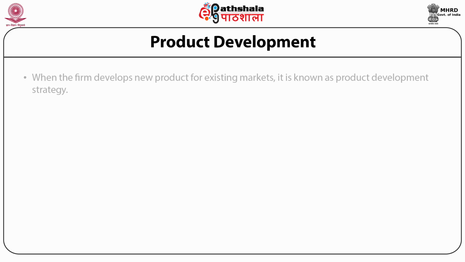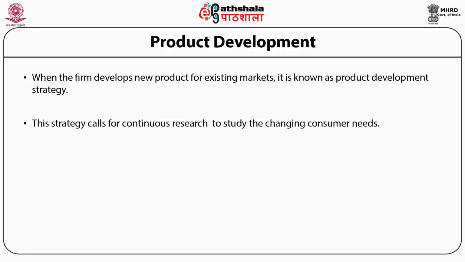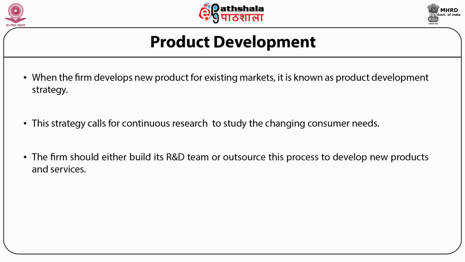strategy. So when the firm develops a new product for an existing market, this type of strategy is known as product development strategy. This strategy calls for continuous research to study changing consumer needs. We all know that consumer needs are not static, it's a dynamic concept. So it's a continuous research process that helps you to understand what the customer really wants. In this case, the firm should either build its own research and development team or can even outsource this process to develop new products and services.